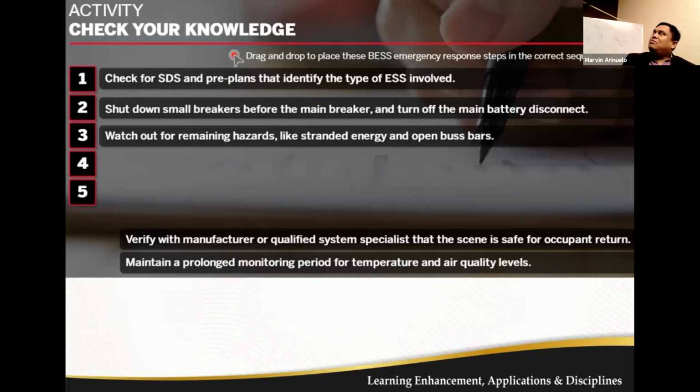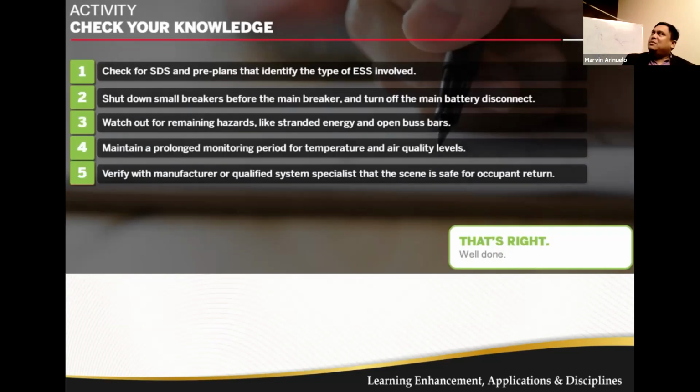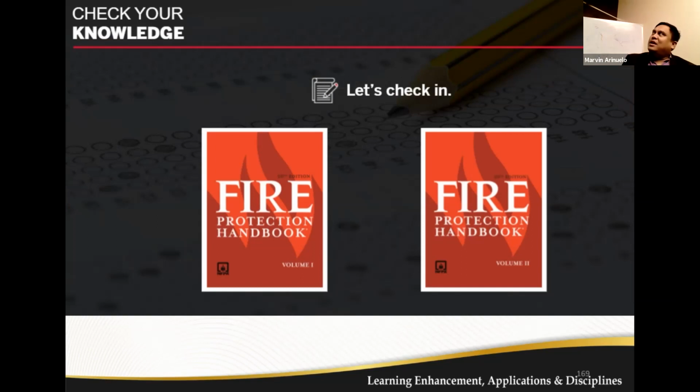Maintain a prolonged monitoring period for temperature and air quality level. You can also use thermal imaging equipment or device and verify with the manufacturer or qualified system specialist that the scene is safe for occupant return. Let's check our knowledge again, using the fire protection handbook.